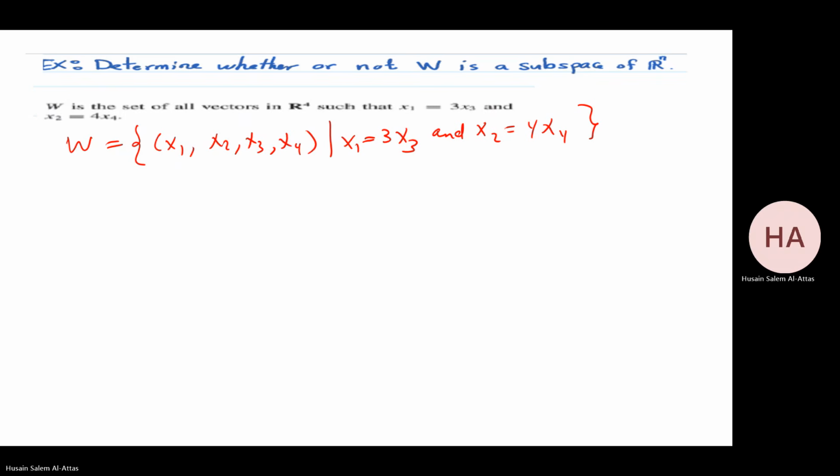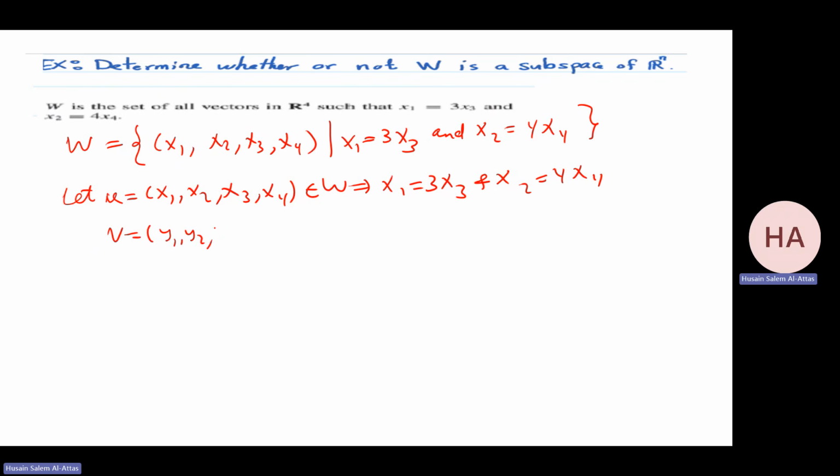I think it is a subspace. Let me try to prove it. Let u = (x1, x2, x3, x4) belong to W. Let v = (y1, y2, y3, y4) belong to W. That means the first component equals 3 times the third component, and the second component equals 4 times the fourth component. Now, I need to check whether u plus v belongs to W or not.